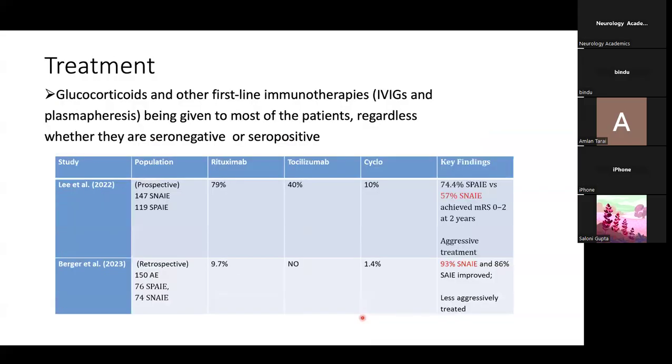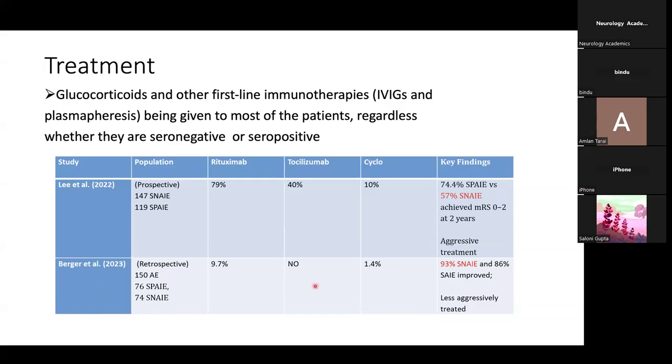They actually used glucocorticoids, not the more aggressive treatment, in the second study. In the Barzer et al. study, glucocorticoids or other first-line therapy like IVIG and plasmapheresis were given to most of the patients, regardless of whether they were seropositive or seronegative. Two studies: one is the Lee et al. study, a prospective study, and another is the Barzer study.